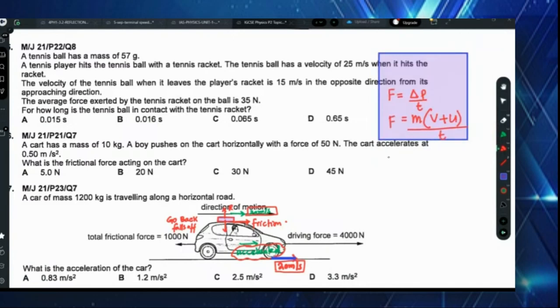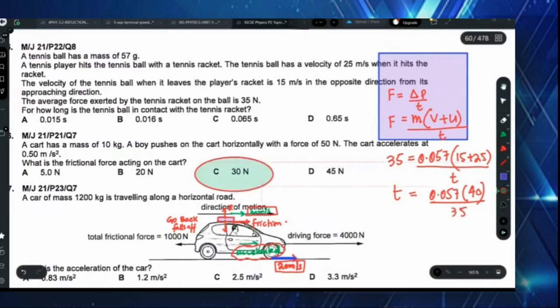So what force do we have? We have the force of 35 newton. And what is the mass? 57 gram is actually 0.057 kilograms. The final speed is the speed by which it is leaving. It does not matter, you are adding both the speeds, so you can just write them simply. 25 plus 15 is the same as 15 plus 25, which is 40. So time will be equal to, just multiply these numbers, 0.057 times 40 divided by 35. So what answer are you getting? Okay, I got it. It's C. Yes, no problem. So that is why it is C.